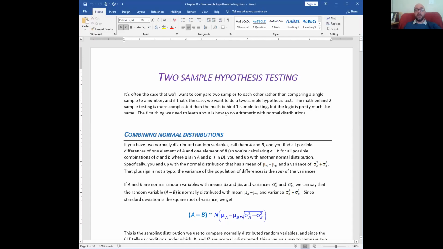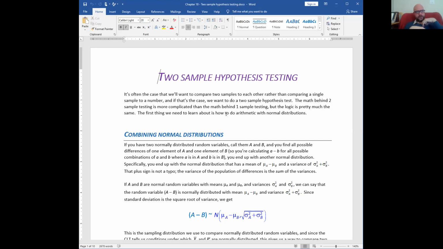All right, so here's the idea. What we're going to eventually be doing is comparing two samples to each other. Up until now, all our hypothesis tests have been one sample versus a number, right? But that's not always what you want to do. In fact, I would argue that's not even usually what you want to do. Usually in a real world question, you're trying to answer a comparison between two different things.